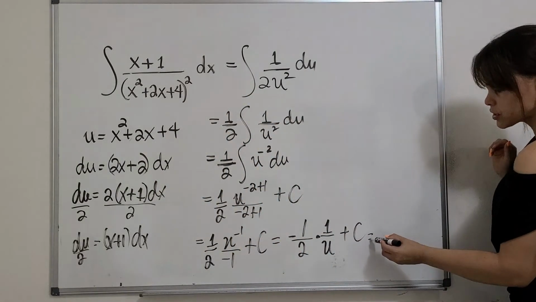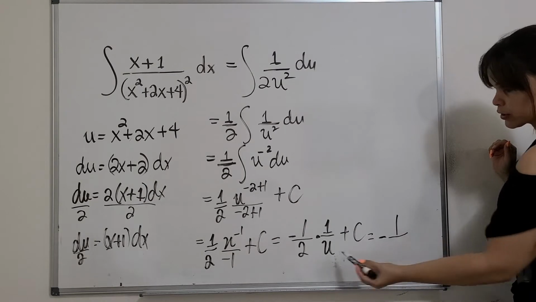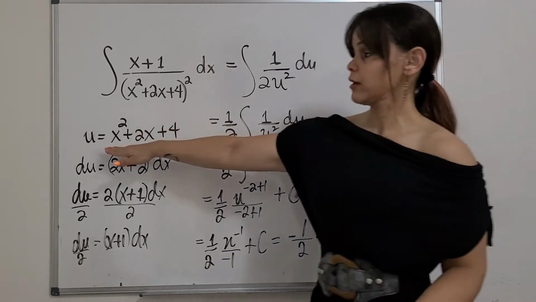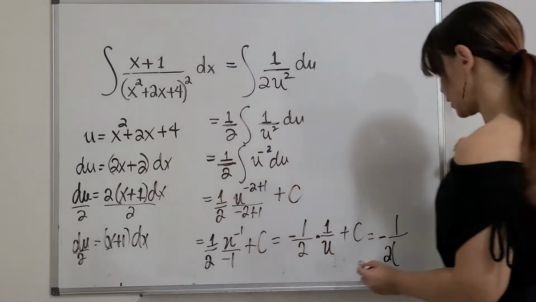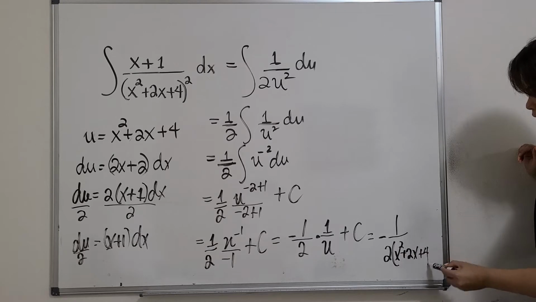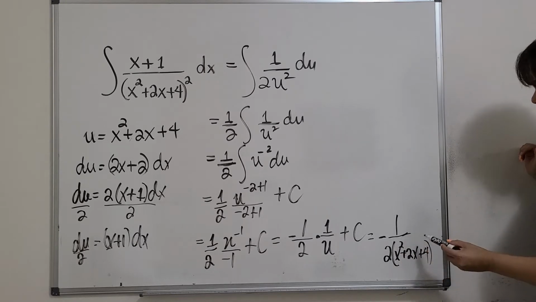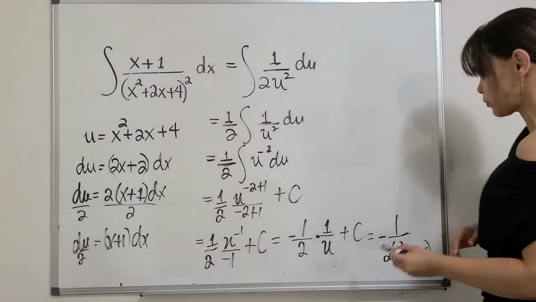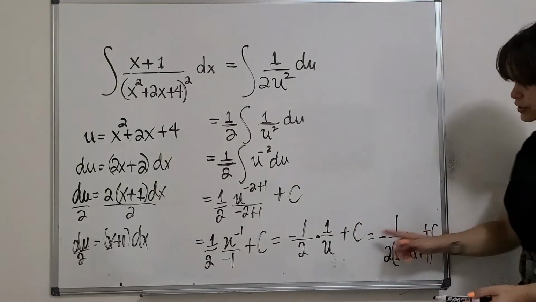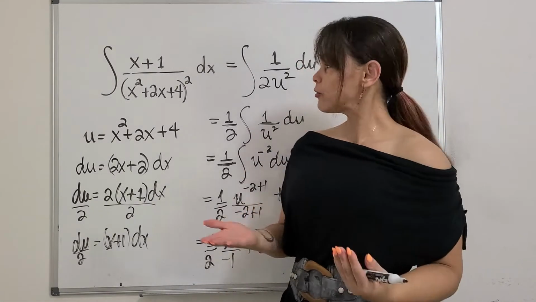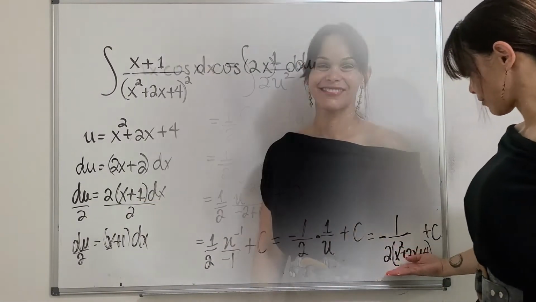So this is the same as saying -1 over 2 times u, which is 2u, but I'm going to write it as the expression that I named u, which is going to be x squared plus 2x plus 4. And of course, to represent all the antiderivatives, obviously the plus c. Remember that c represents all the constants that differ between all the antiderivatives. So this is the result for this example.